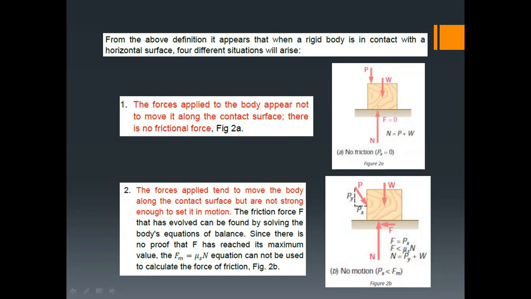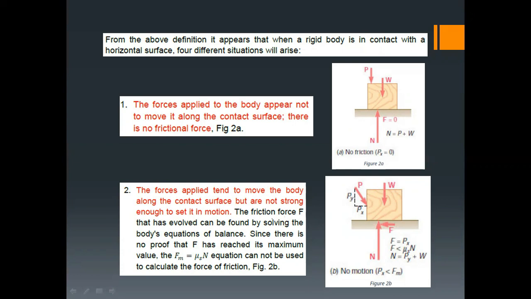So taas lang, whole vertical lang yung friction mo, where your horizontal force is equals to zero. So simply our normal force equals our vertical forces plus your weight. So sa second situation naman, the forces applied tend to move the body along the contact surface but are not strong enough to set it in motion. So konting force lang yung na-apply mo doon, no? So hindi siya nagkakaroon ng movement doon sa surface natin, where our horizontal force and our friction force is just equal.